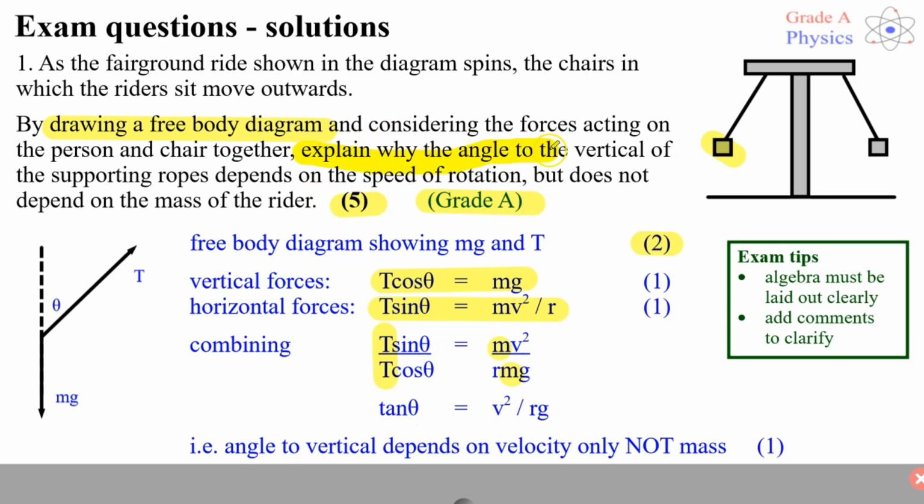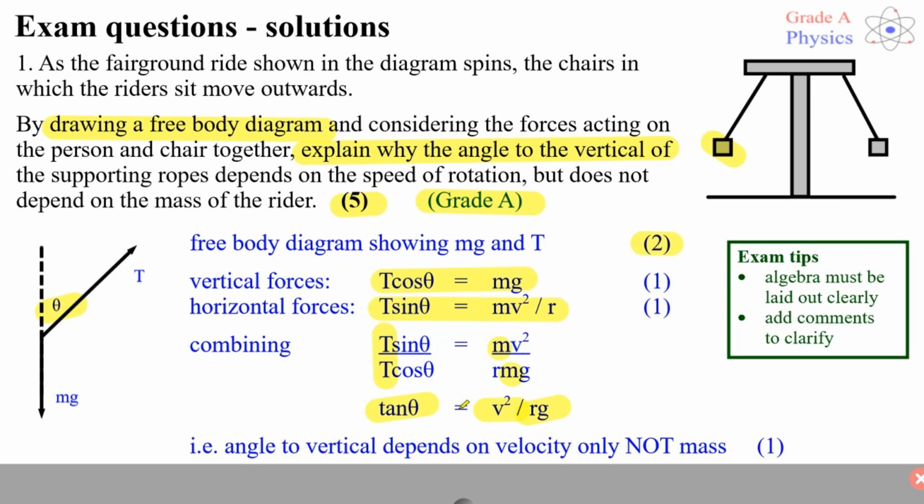But we're trying to answer the question: explain why the angle to the vertical depends on the speed of rotation but not the mass. This is the angle to the vertical, so they have specified that, and we would need to include theta here. So tan theta is equal to v squared over rg, so it depends on the speed of rotation. It also depends on the radius, but we don't have to mention that. The key thing here is there's no value of m. The m on the top and the m on the bottom have cancelled, so this angle is independent of mass.